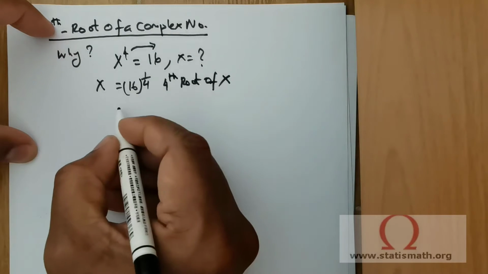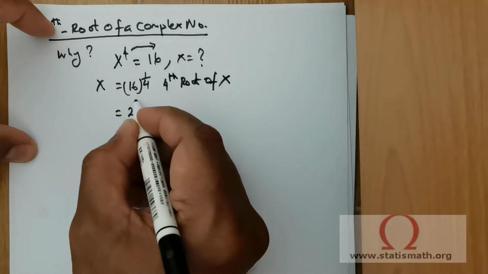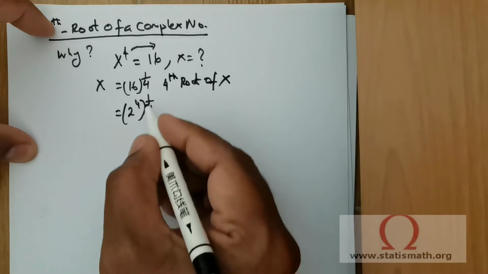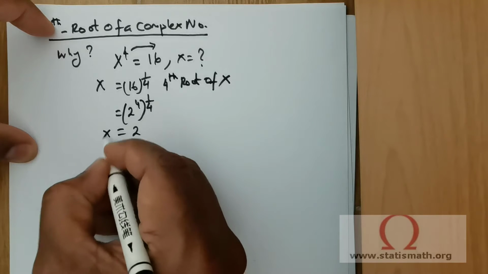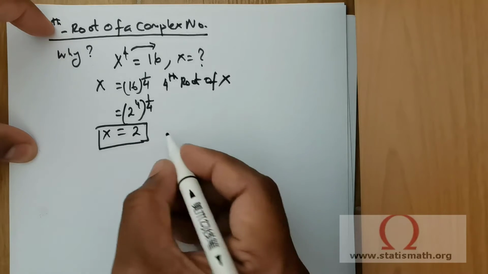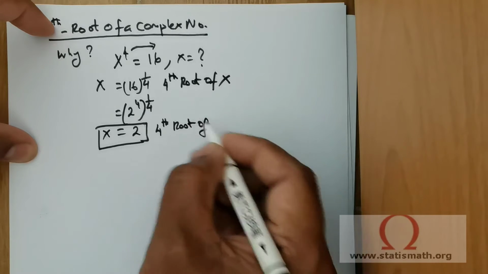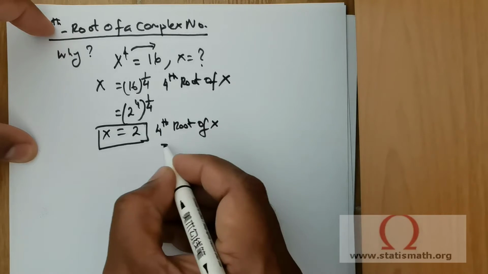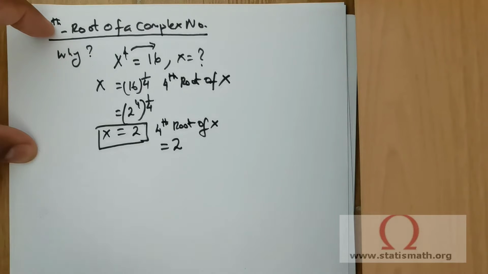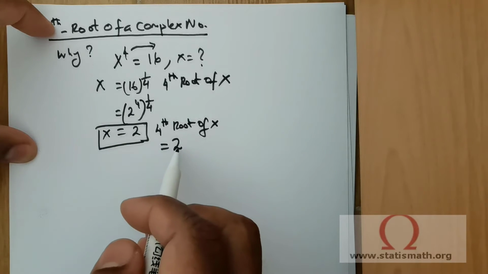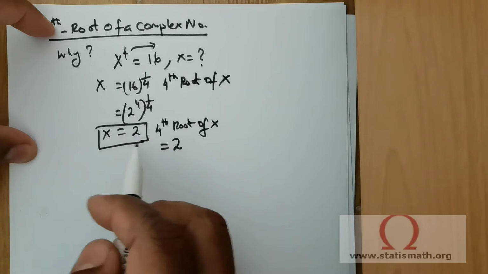You know that I can write 16 as 2 raised to the power 4, and that has to be raised to the power 1 over 4, and that would give me 2. So x is equal to 2. So what is the understanding? The fourth root of 16 is 2. So that is the meaning. But in this case we are actually dealing with only numbers which are easy to handle.